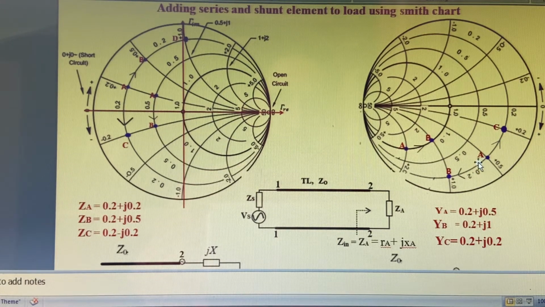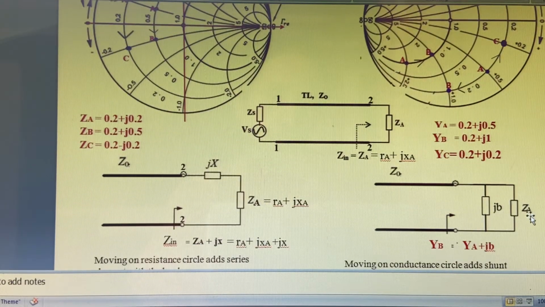From here, if you move in the clockwise direction to reach the point B, the admittance here has a conductance value of 0.2 only. It remains the same, but the susceptance changes from plus 0.5 to plus 1. So the susceptance value changed here as we move from here to here in the clockwise direction, but the conductance value remains the same. This is nothing but the addition of a shunt element along with the load ZA.